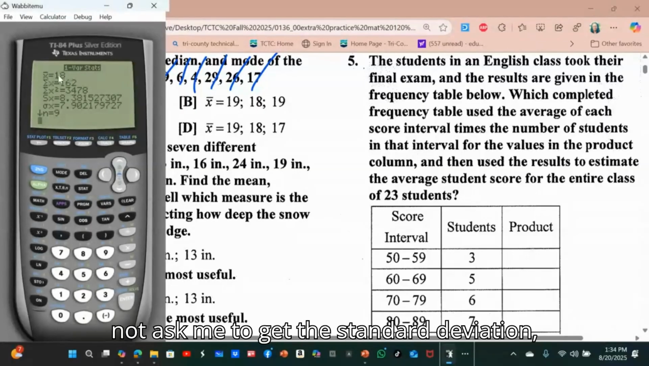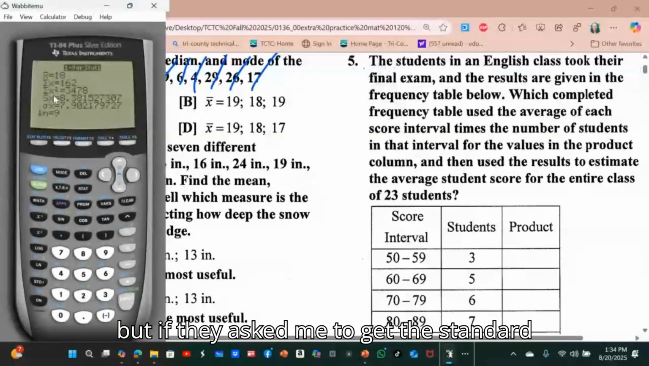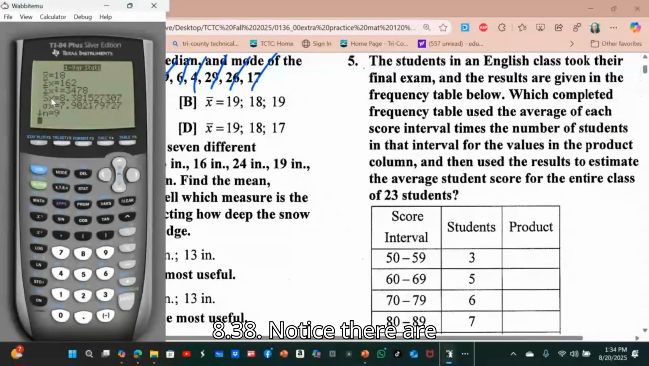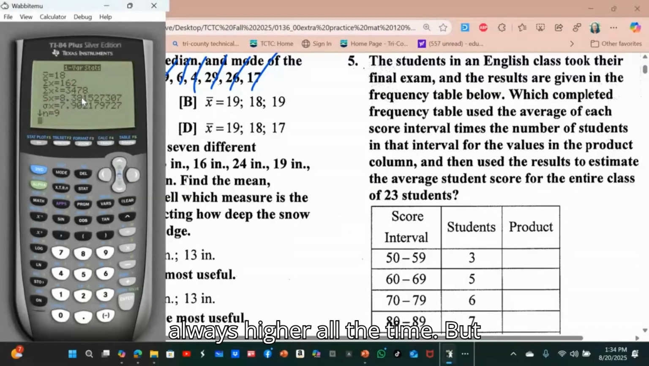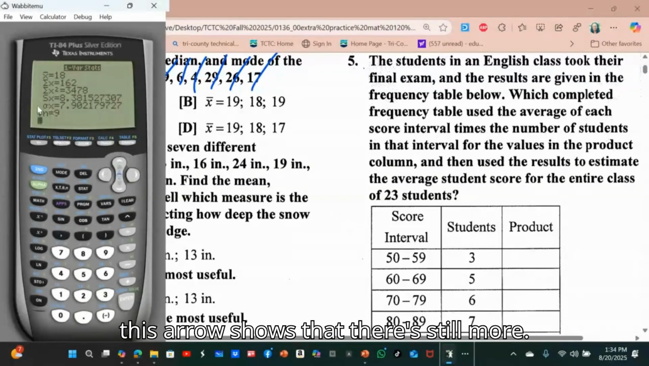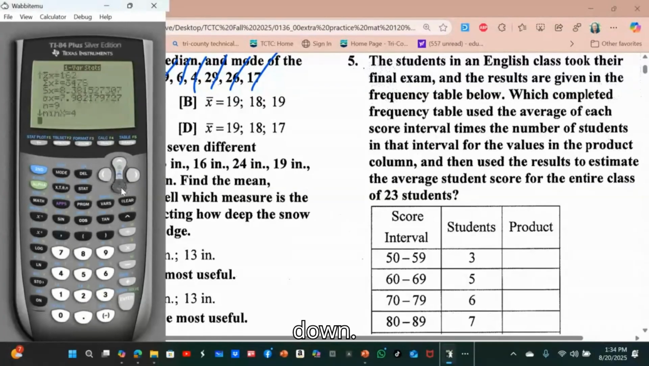They did not ask me to get the standard deviation, but if they asked me to, the sample standard deviation is 8.38. Notice there are 2 standard deviations. S is sample standard deviation. Sigma is population standard deviation. The sample standard deviation is almost always higher. But anyway, I'm not asked to get the standard deviation, but very soon I will be asked to. So I'll arrow down. See, it's telling me that the sample size is 9. So this arrow shows that there's still more. So I'm going to arrow down.